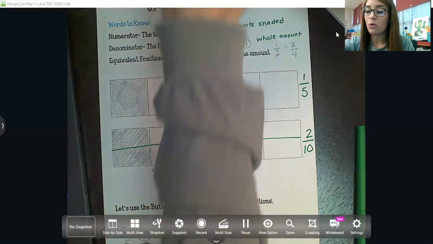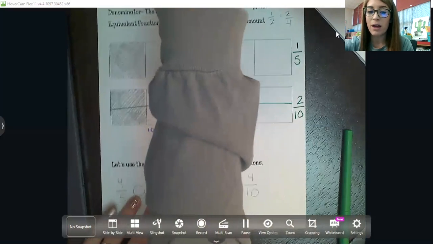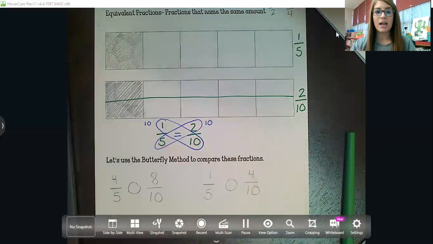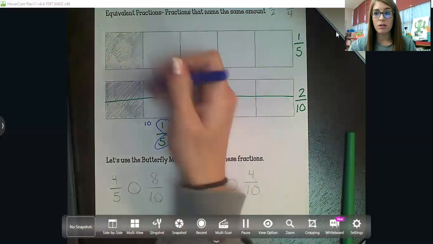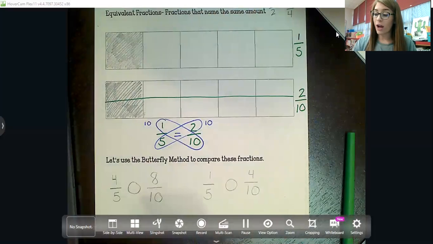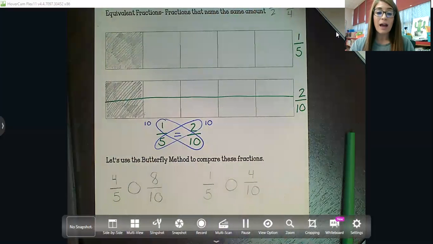All right, so let's use the butterfly method and compare a couple more fractions to each other because we're not always going to have these pictures that give us the visual to say, hey, you know what? Those do look like they're the same size, so those are equivalent. Sometimes we're just going to have fractions that look like this, and we're going to have to figure out if they're equivalent on our own. All right, so let's go ahead and use the butterfly method to compare these 2 sets of fractions.